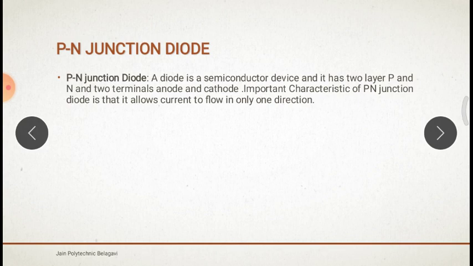If we combine both materials, p-type and n-type, we will get the diode. That is, a diode is a semiconductor device that consists of p-type and n-type material and two terminals, anode and cathode. The main important characteristic of a diode is that it allows the current to flow in only one direction. So this is the symbol of a diode. P-type is the anode and n-type acts as the cathode terminal.